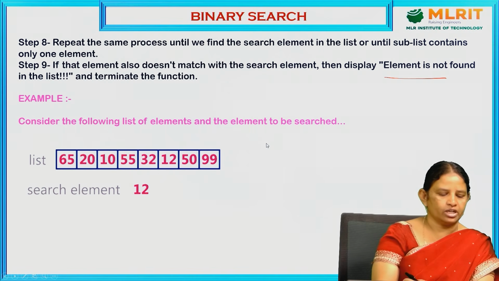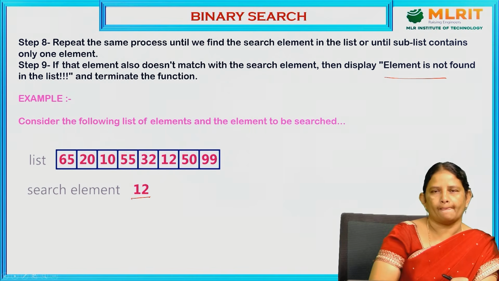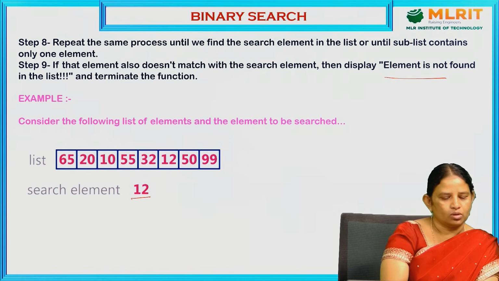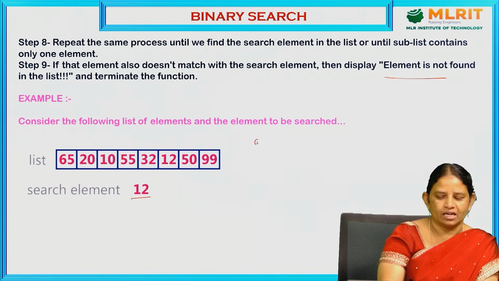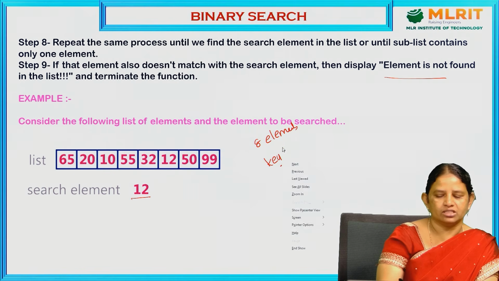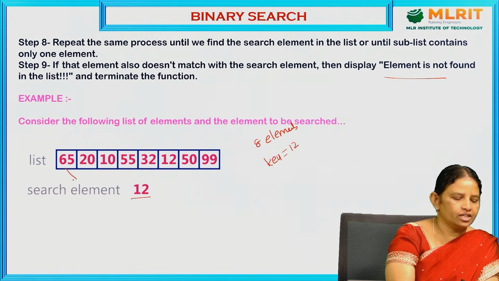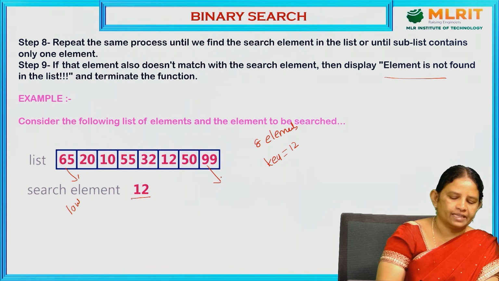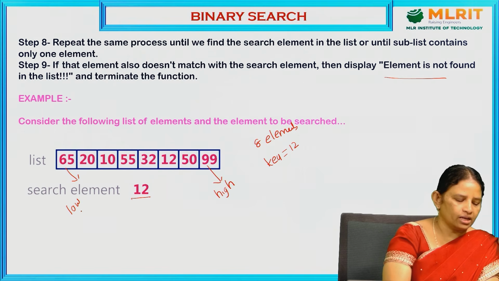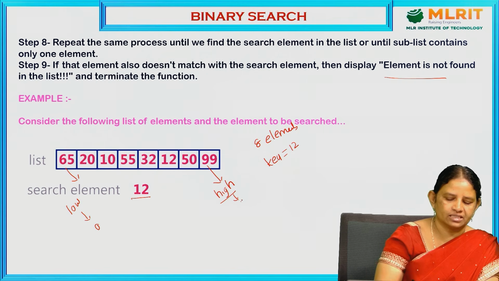The search element is 12. There are a total of 8 elements in the list, positions 0 to 7. The key element is 12. The first element is called low, and the last element in the list is called high. The position of the low element is 0, and the position of the high element is 7.